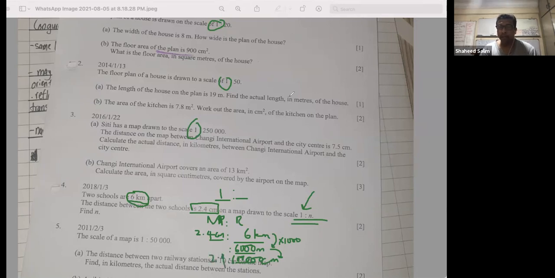I write that down here. Now it's 2.4. This is the latest ratio you get. Both same unit, so you can remove the unit now. Now you don't need to write the unit. So now how to make it 1? 2.4 divided by what give you 1?